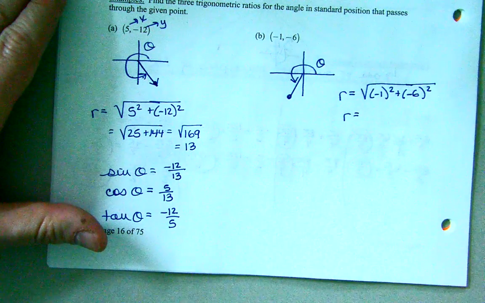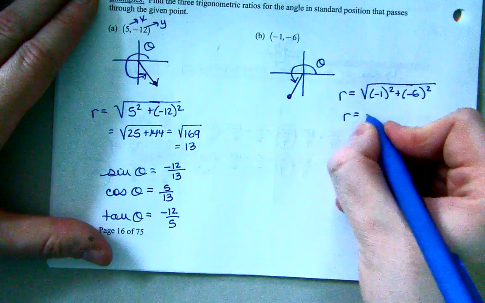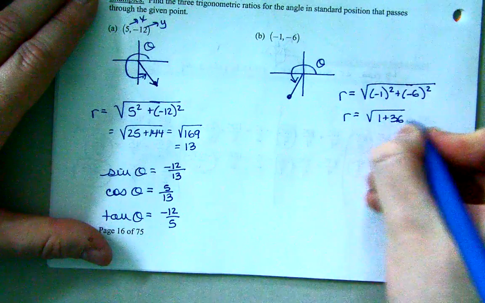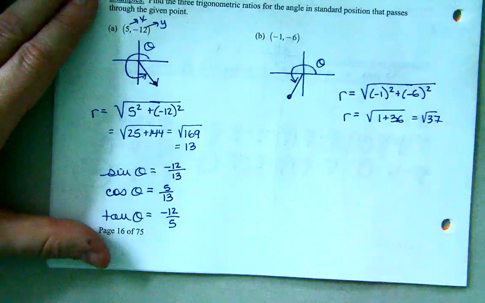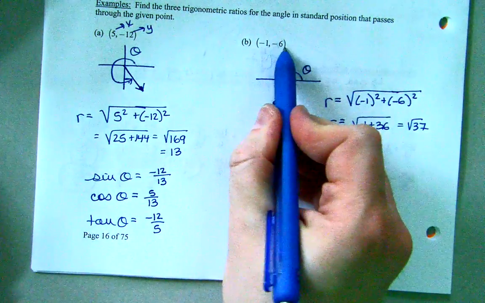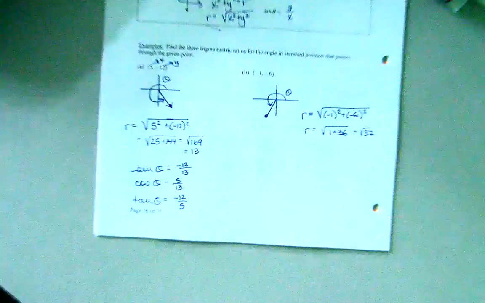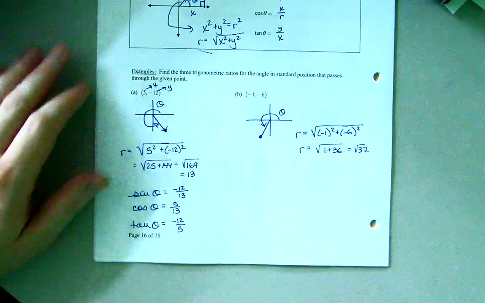Do you have the r? What is it? Square root of 37. Root 1 plus 36, square root of 37. I think you have everything you need to find your sine, cosine, and tangent. We've got the x, we've got the y, we found our r. Go find your sine, cosine, and tangent, and when you're done, simplify them fully.